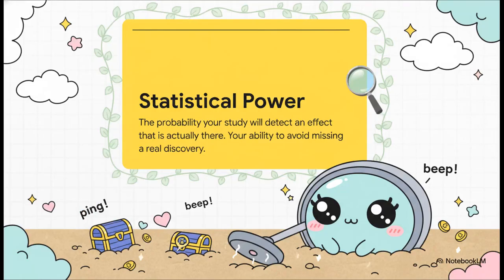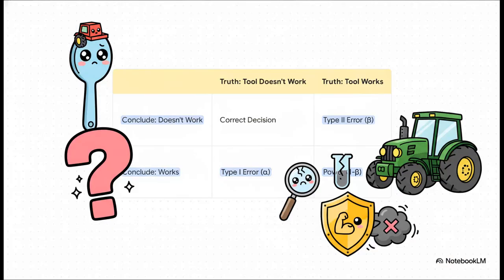So what is statistical power? Simply put, it's the probability that your test is sensitive enough to actually find a real effect if one is there. You can think of it like the quality of your metal detector. If there's buried treasure, what's the chance your detector will actually start beeping? That's power. Let's look at the risks here.